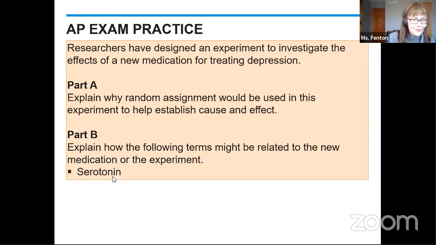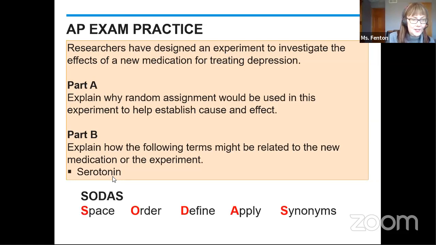Hopefully you remembered from yesterday to incorporate SODAS. That would mean that you would space your answers out, so there'd be a few lines of blank space between your part A and your part B. You answered them in order, a little bit easier when there's only 2 points. Included a short definition, applied to the scenario by answering the specific question and checking for synonyms.